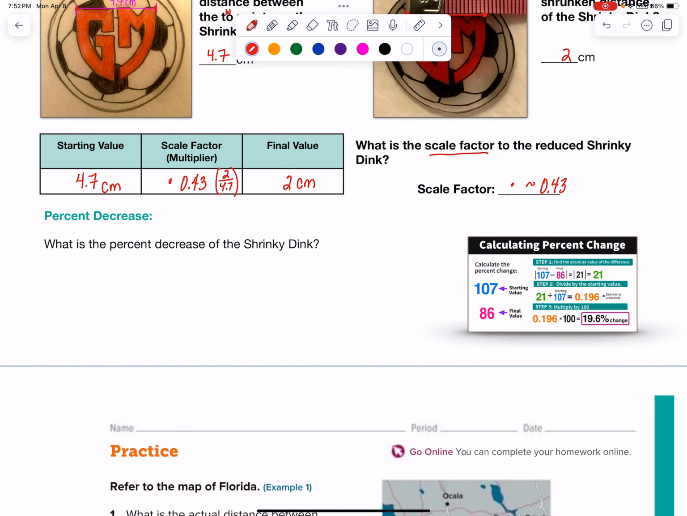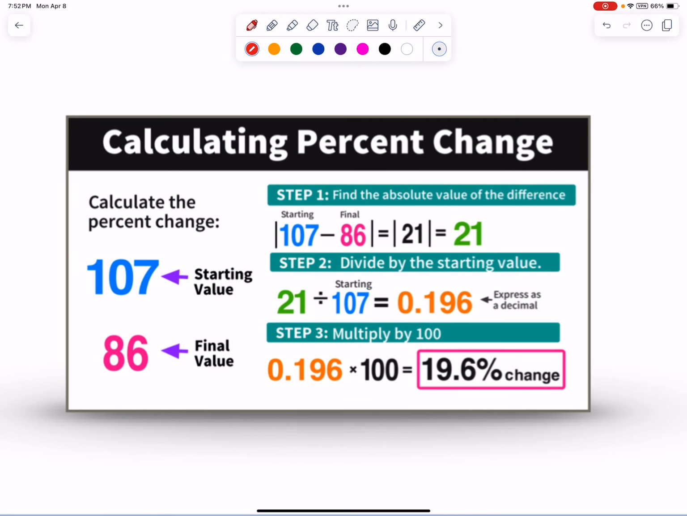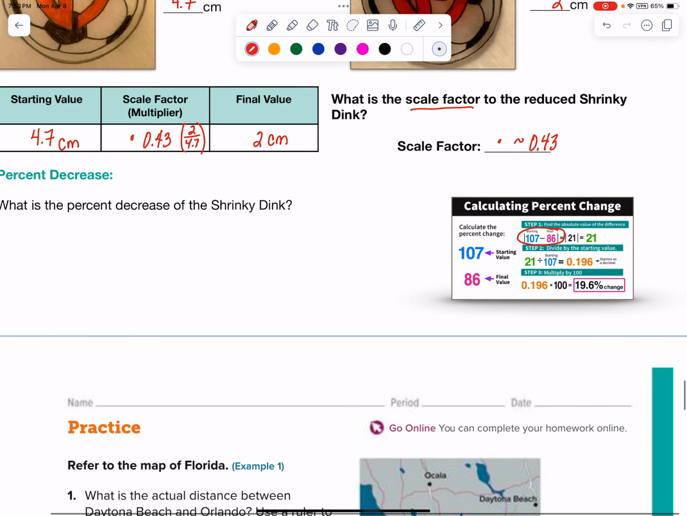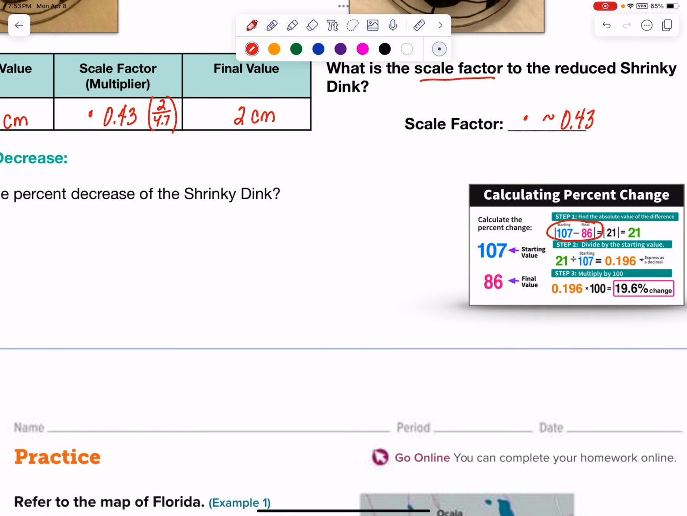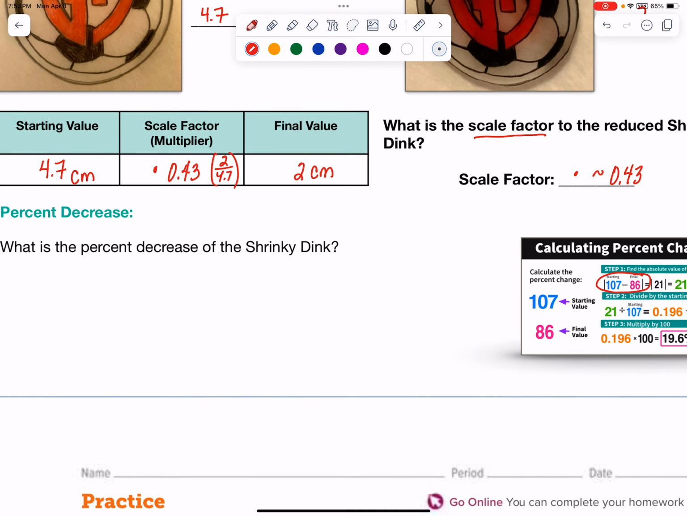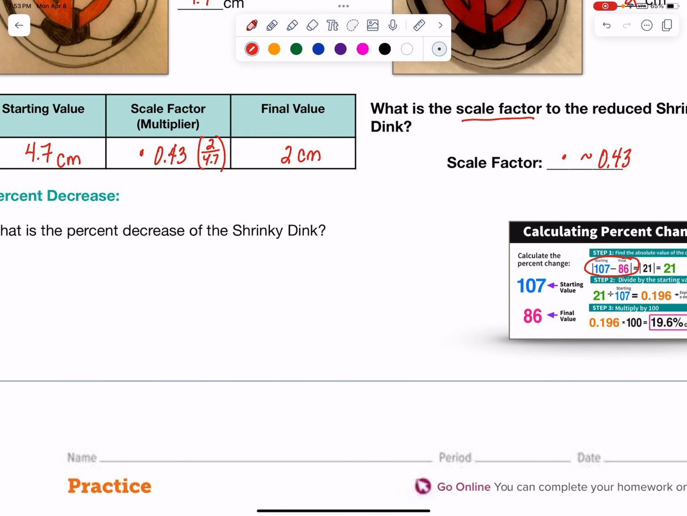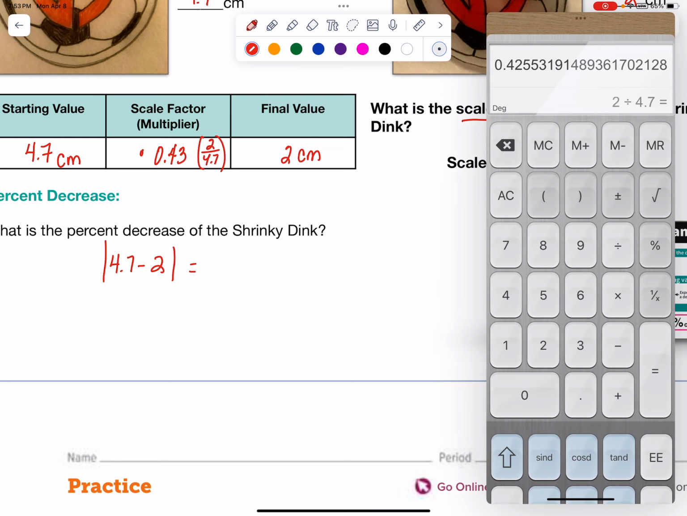So what is the percent decrease? When we're finding percent change, all you're going to do is find the difference between the starting and final as an absolute value. We just want to know what that change is. So let's go ahead and find the actual percent decrease, because on the box they talk about a 20% decrease. Let's see what it actually is on here. So we went from 4.7 to 2. What is that difference? Let's do 4.7 minus 2, but we're going to take the absolute value of that.